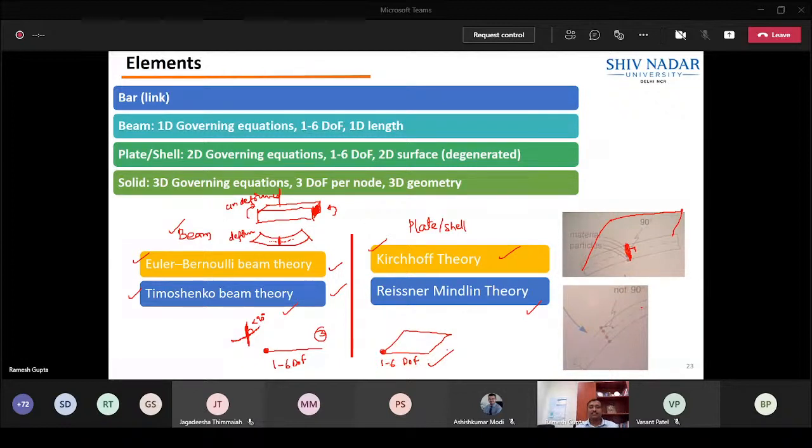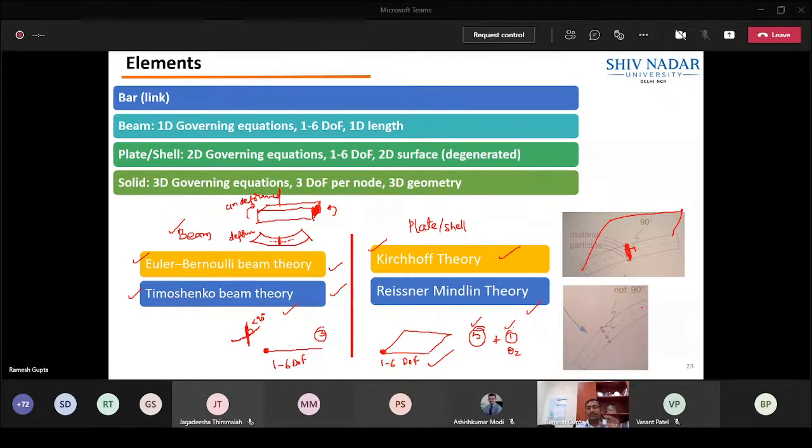But usually, people will call it 5 degrees of freedom mechanically, plus 1 rotational degree of freedom, let's say theta z, which is the drilling degree of freedom, which may not be considered, or which may be represented as theta z as a function of theta x and theta y. So you may generally come across shell or plate elements with 5 degrees of freedom, but in a complete sense, it is 6 degrees of freedom.